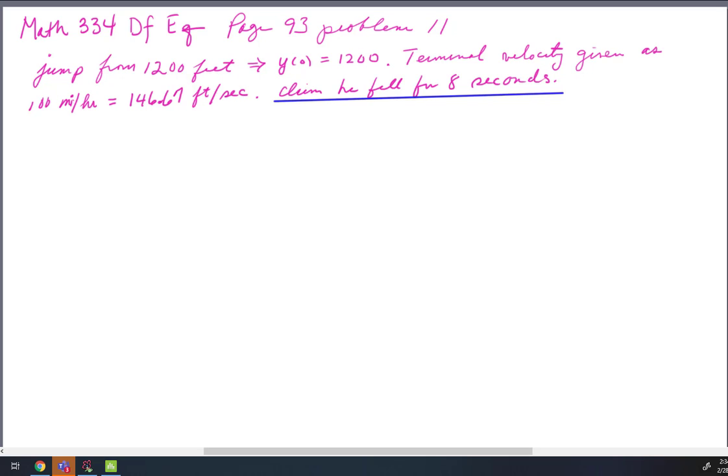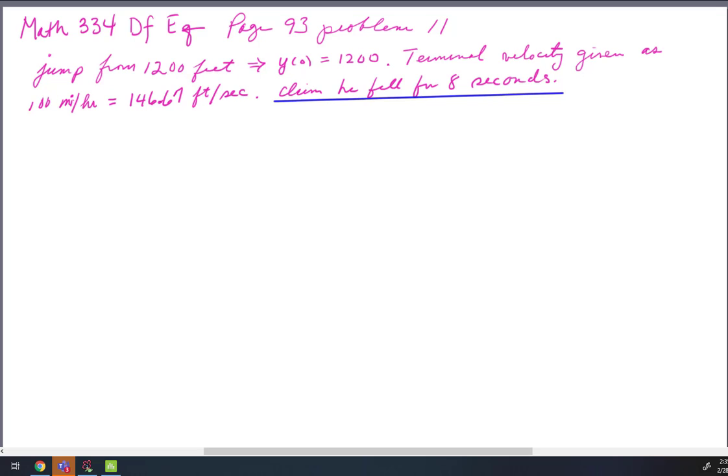Today I want to work a motion problem for you, and this comes from our textbook on page 93, problem number 11. I appreciate that you don't have your textbooks in front of you, so I'll read the problem to you. According to a newspaper account, a paratrooper survived a training jump from 1,200 feet when his parachute failed to open, but the parachute provided some resistance by flapping in the wind as he fell. Allegedly, he hit the ground at 100 miles per hour after falling for 8 seconds. Test the accuracy of this account.